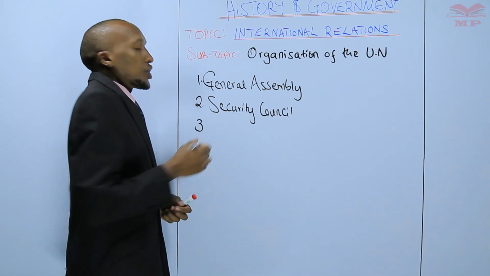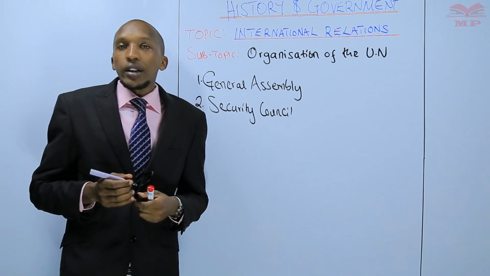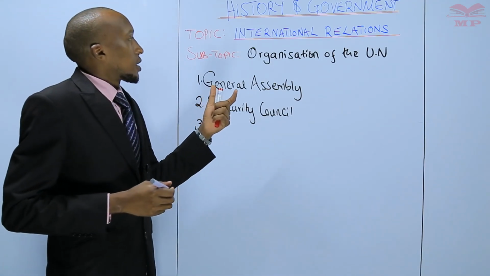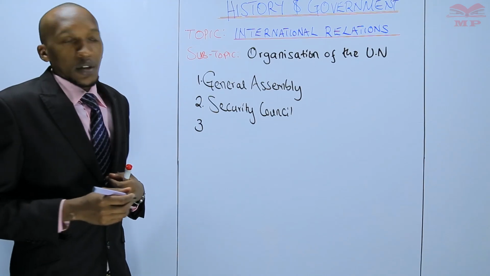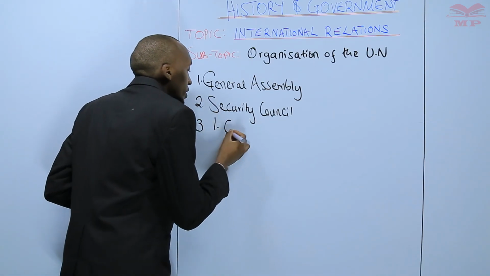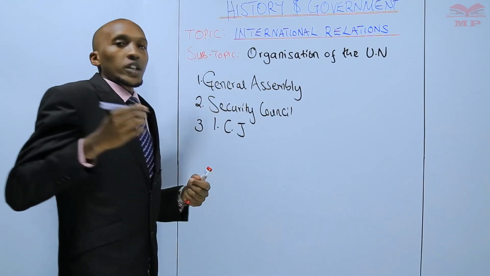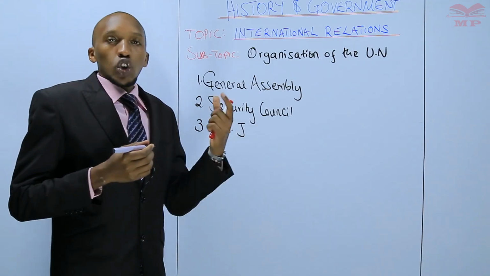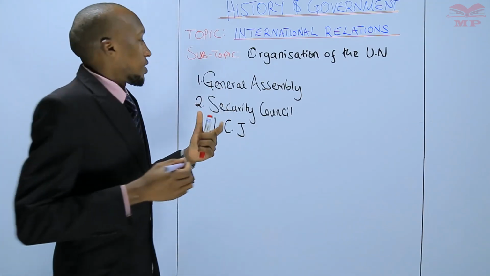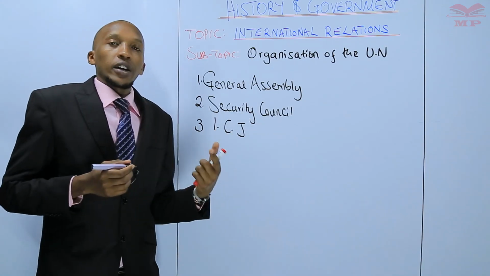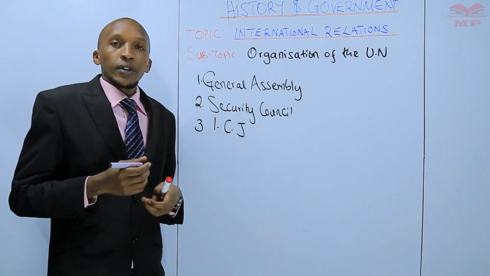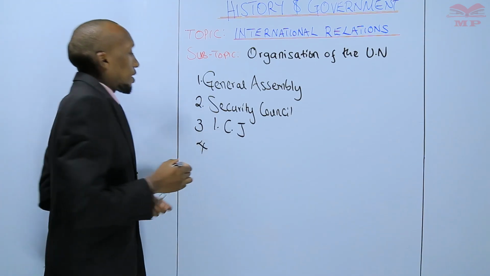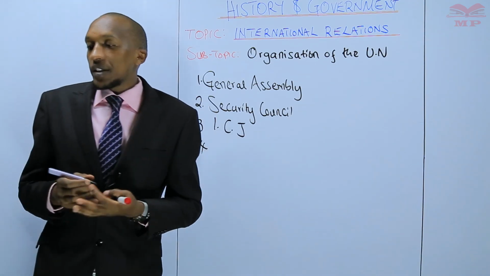Number 3, which are the other organs of the United Nations? We have the ICJ. Very good. Which stands for the International Court of Justice. Very good. Where do we have the headquarters of ICJ? In The Hague. Very good. That is the next organ of the United Nations.